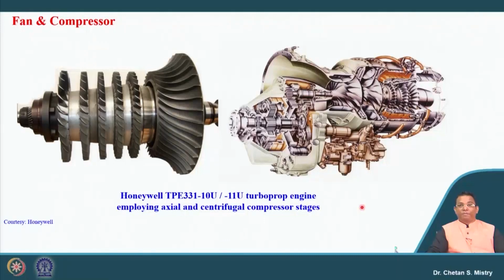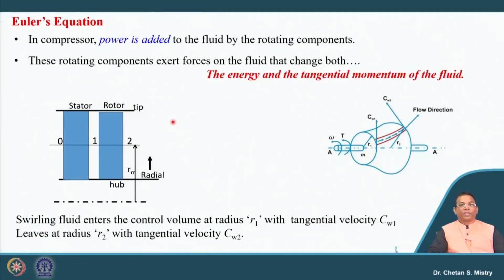So, this represents the cut section of one of the engines used for the Honeywell turboprop engine, where we have two centrifugal compressors placed. Here we have an axial centrifugal compressor stage.